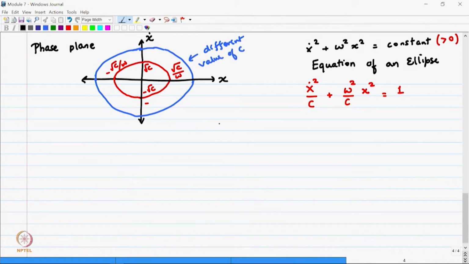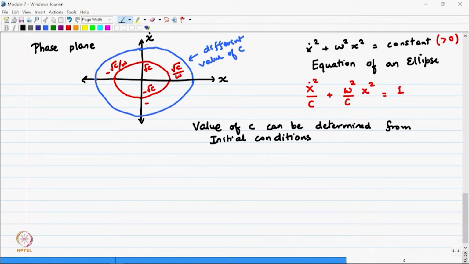Now, how do you determine the value of c? The value of c can be determined from initial conditions. In other words, if you take x at 0 equal to x 0 and x dot at 0 equal to, let me call it v 0, then c is equal to x 0 square plus omega square v 0 square. And based on this you can determine it.